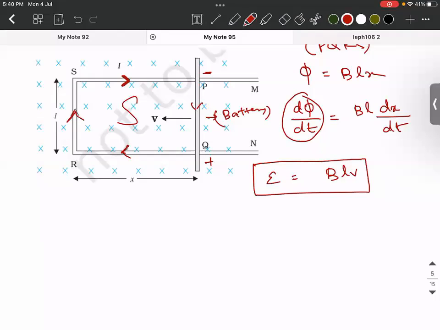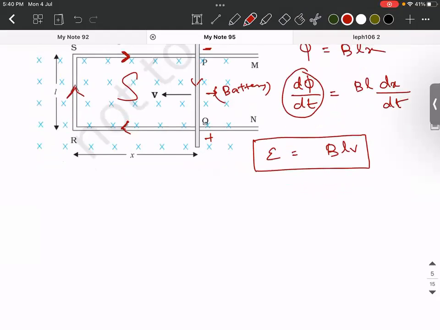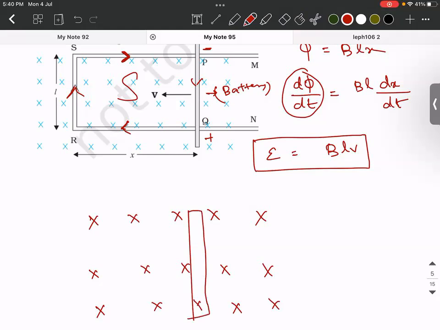Clear? Okay. Now I want to answer the same question using another logic. Let's say the magnetic field is into the plane, and you placed a conductor into it, where the conductor has free electrons. In this scenario, the conductor is moving in the leftward direction. Now, what is the force experienced by the electron?